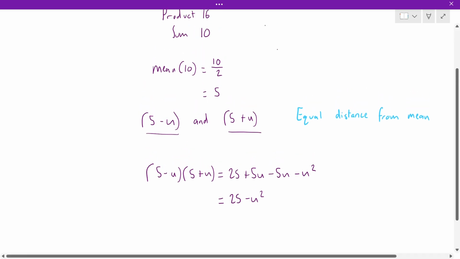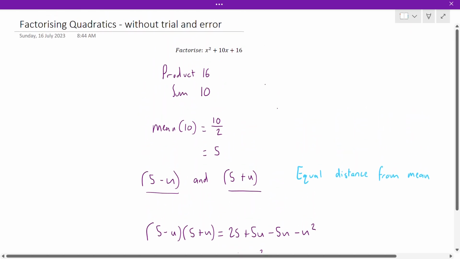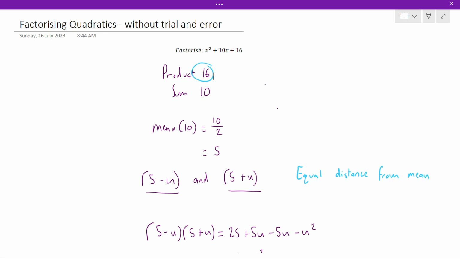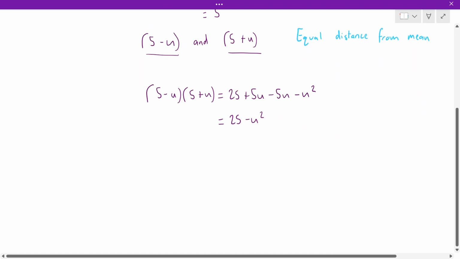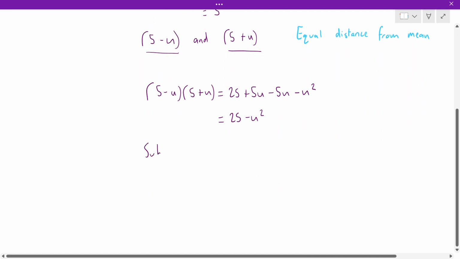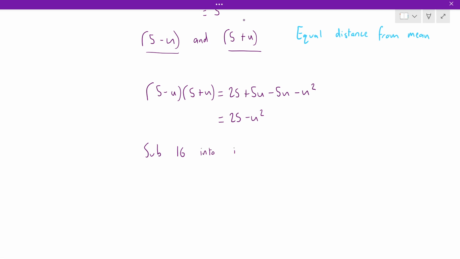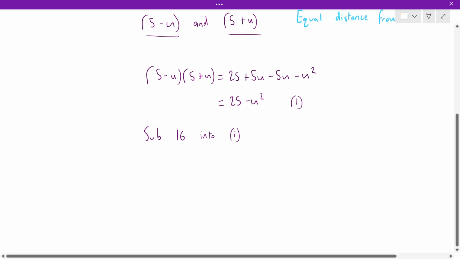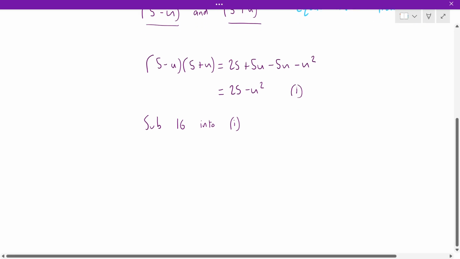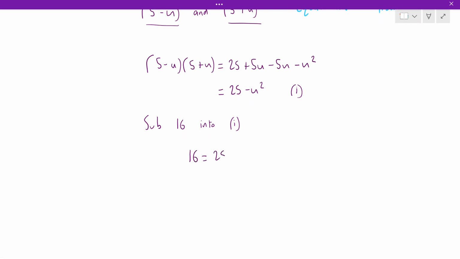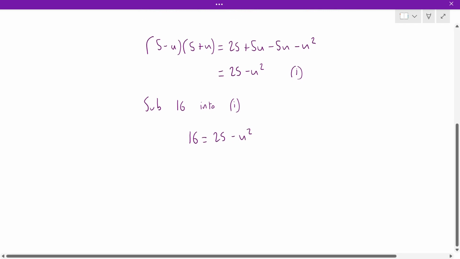If we go back up a little bit, we were looking for the product of 16. So I can substitute that value in. Substitute 16 into equation 1. I'm just going to title this one equation 1 so I don't have to rewrite it again. So let's see what that looks like. I will have 16 equals 25 minus u squared. Let's try and solve for u.